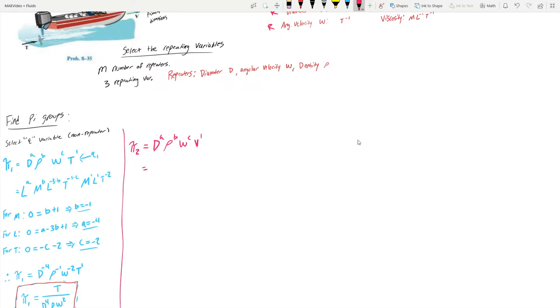And if I write out the dimensions of this, L to the A for D, mass to the B, times length to the -3 times B, T to the -C, L to the first, T to the -1. So that's velocity. That's omega.